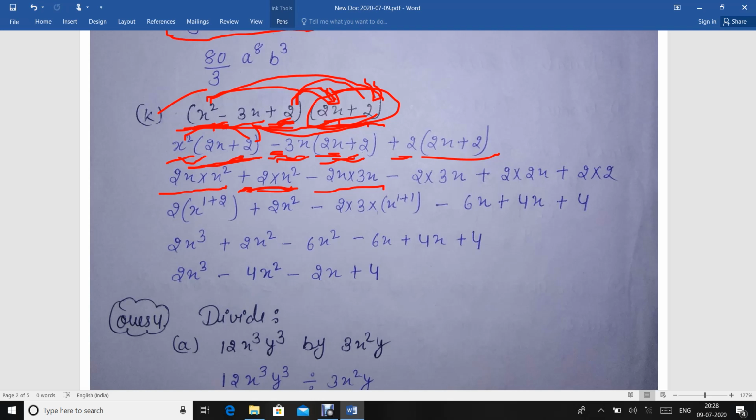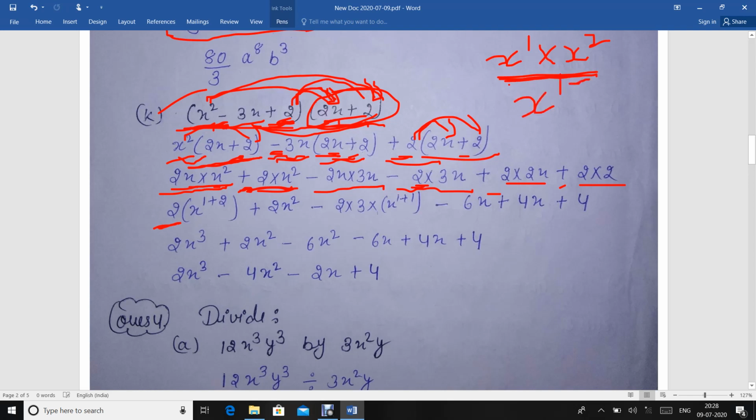So here you will get minus 3x multiplied by 2. The next is plus 2 multiplied by 2x plus 2 multiplied by 2. Now as you can see, here is only one numeric coefficient, so you will write it only once. The next is x multiplied by x square, means x raised to power 1 multiplied by x raised to power 2. This is the multiplication form and the bases are the same, so you will add the powers, means x raised to power 1 plus 2, which is equal to x raised to power 3.